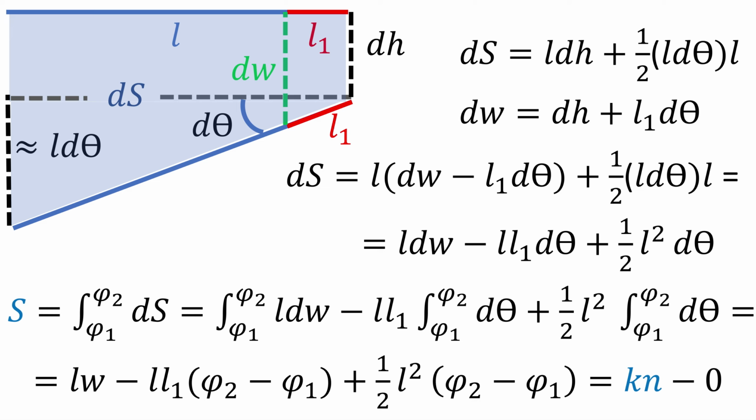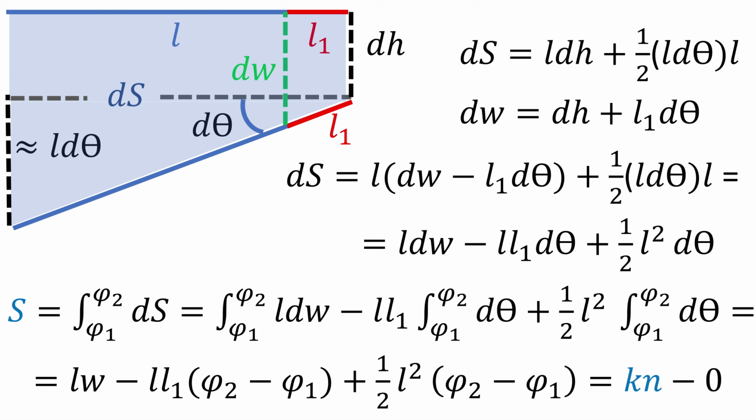As the measuring wheel rotates, it first travels a distance dh corresponding to an infinitesimal strip, and then an additional distance equal to L1 times d theta. So the total distance traveled by the wheel is dh plus L1 times d theta. This infinitesimal area, dS, forms a trapezoid. When we rewrite the expression and integrate it to obtain the total area, we find that the result equals L multiplied by the total path W traveled by the measuring wheel minus a term that depends on the initial angle phi1 and final angle phi2.